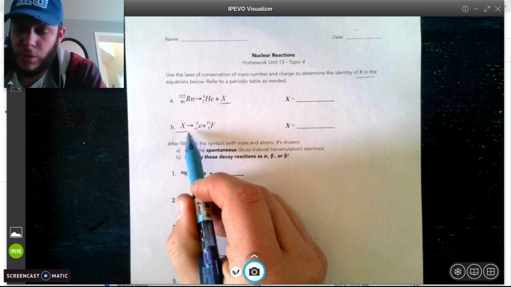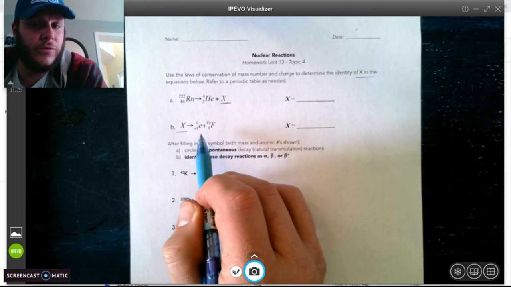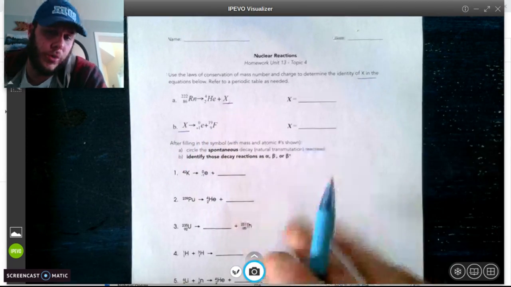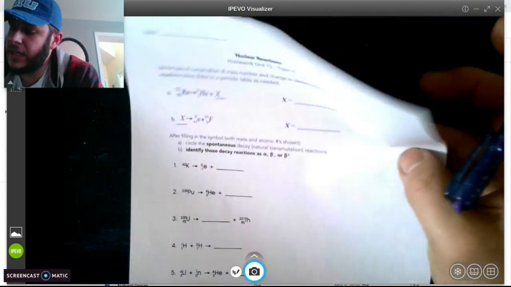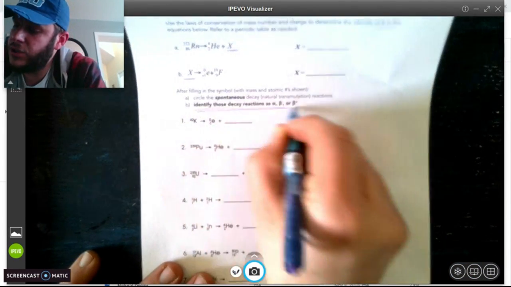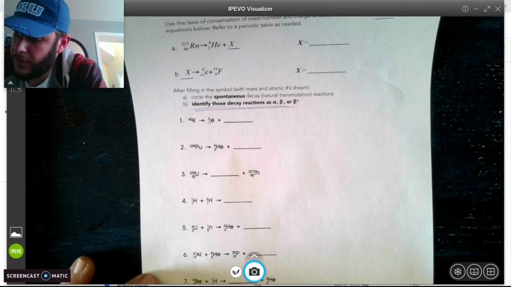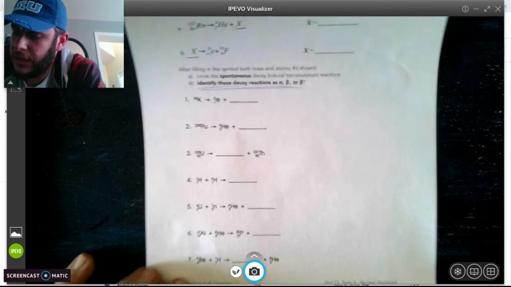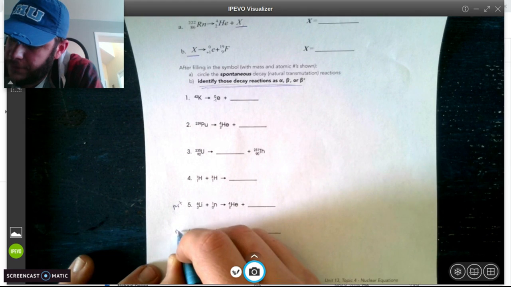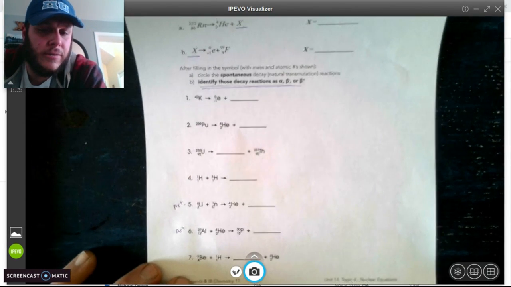I'm going to ask you to go backwards for the first one. Try and figure out what it started as, in order for you to figure out, from what was created, what did you start with? And down here, I want you to identify these equations as either alpha, beta minus, or beta plus. I'll give you a little heads up that this is artificial and this is artificial. But I want you to challenge yourself and see if you can figure it out. That's all I'm going to say.